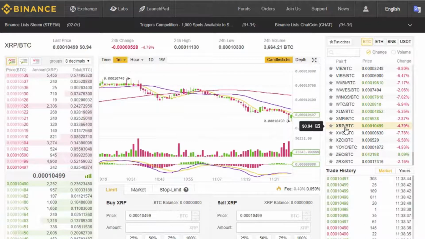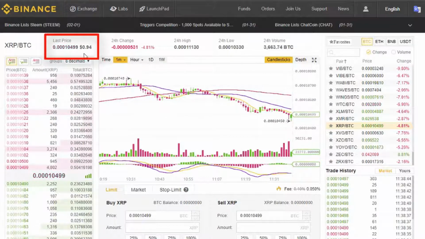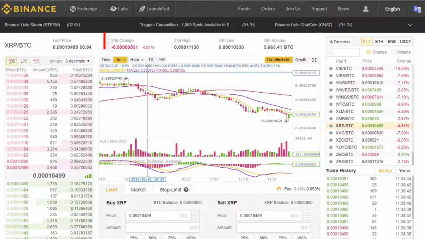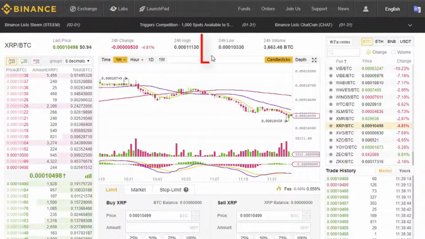Anyway, here's some of the things you'll notice here. First of all, what was the last price that it went for? And this is in Bitcoin, but it's actually, as you see, way down. This is in Bitcoin here. This is the USD equivalent. Here's the most recent 24-hour change, what has happened. In this case, it's gone down. The 24-hour high and the 24-hour low. And then the 24-hour volume.